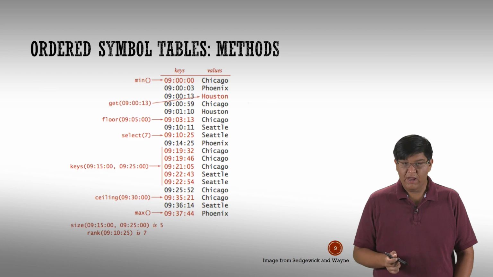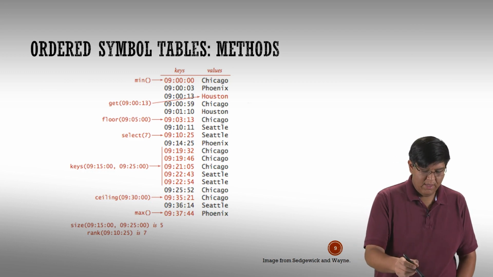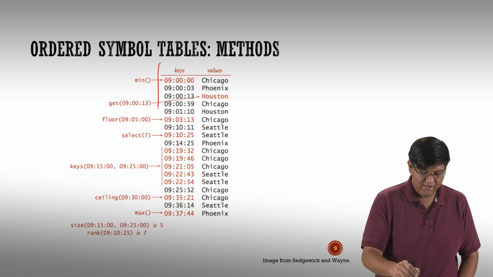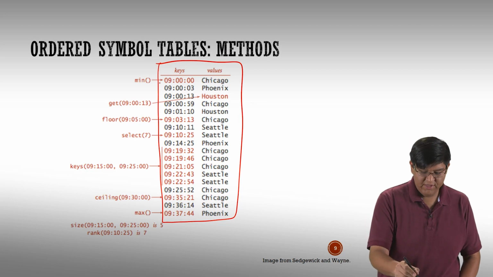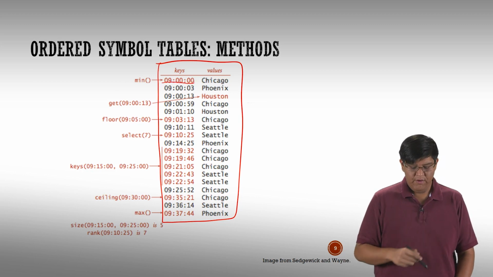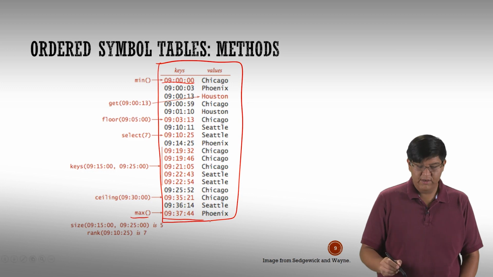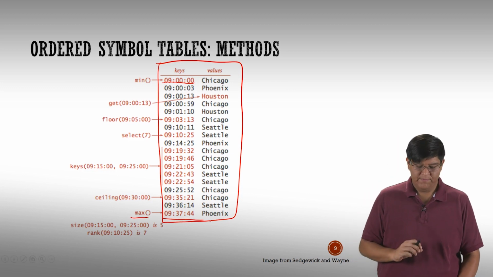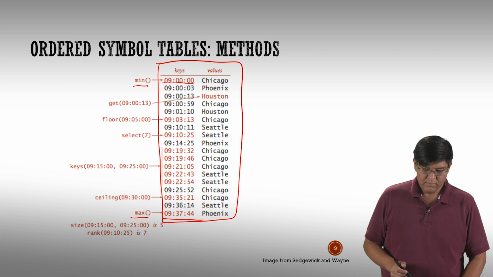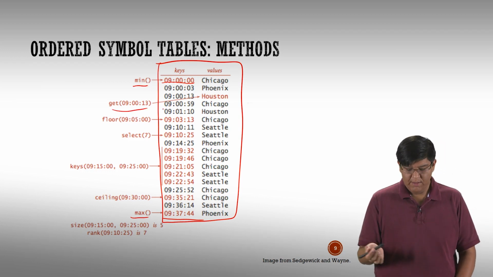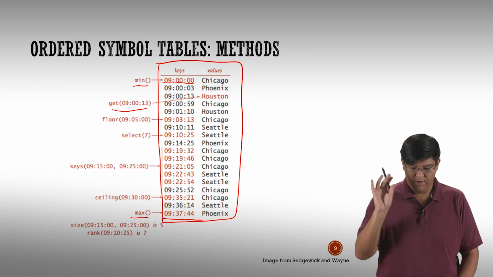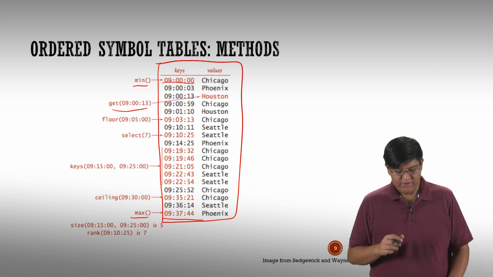We can walk through from top to bottom. Let's see, min. Well, we'll jump around a little bit. This is our data. If we run min on this, it returns the first time, the lowest thing, 9 a.m. Max returns the highest thing, 937.44. Okay, min and max. A get of 90013: 90013 exists in my table, linked up with the value Houston, so it returns Houston. Okay, pretty good.